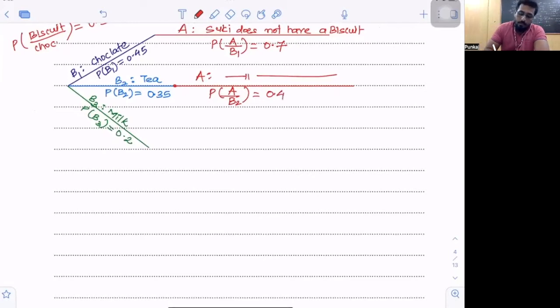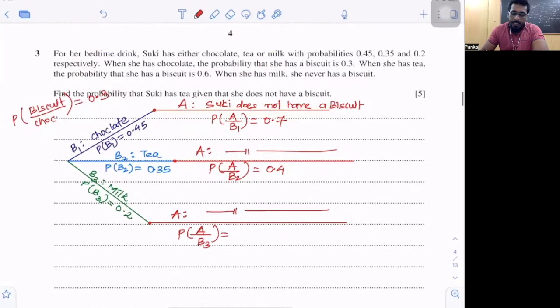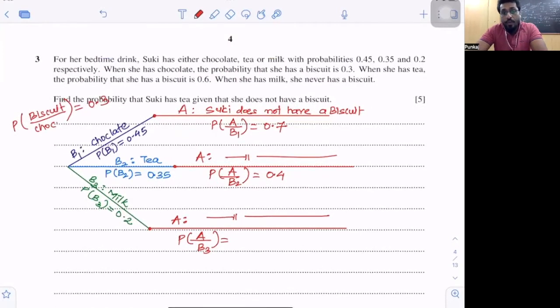And the third case is again, event A is happening. She is not taking a biscuit. A is an event. Suki is not eating a biscuit. So what's the probability there? So P of A under B3. So when she has taken milk, what's the probability of having a biscuit? She never has a biscuit. So this probability is 0. So probability of having a biscuit when she has taken milk is 0.